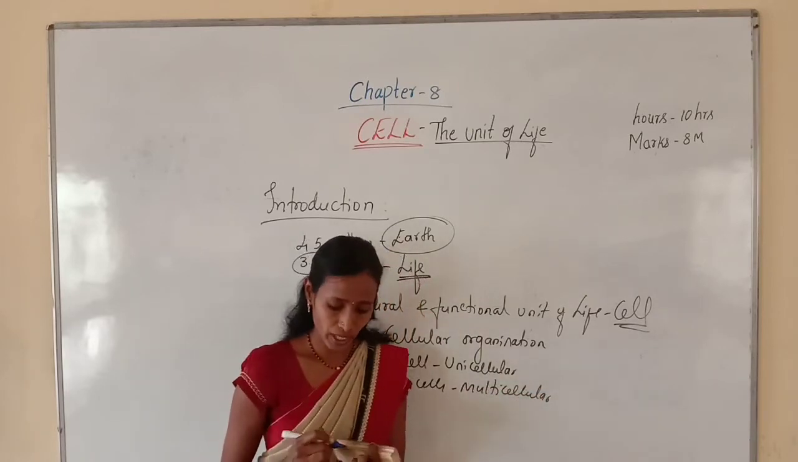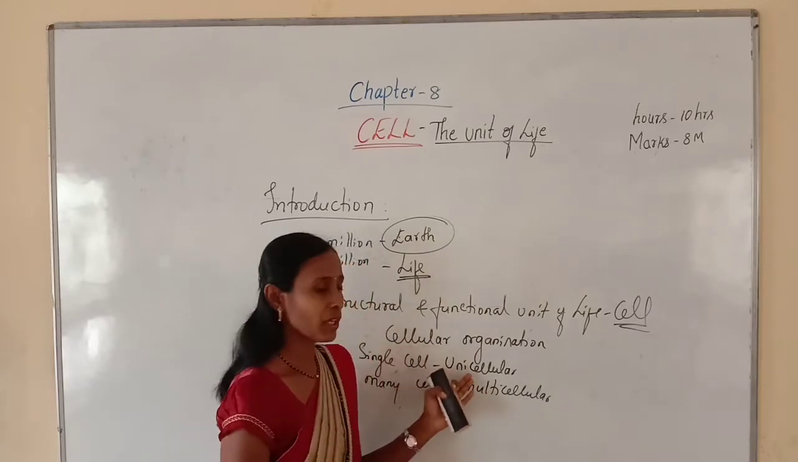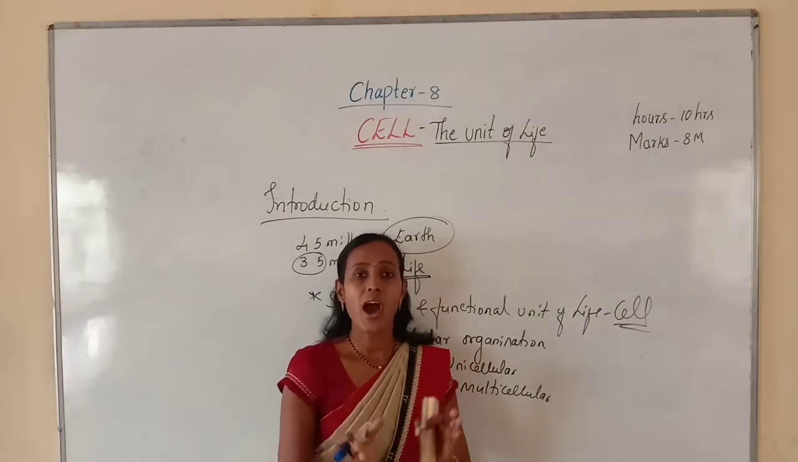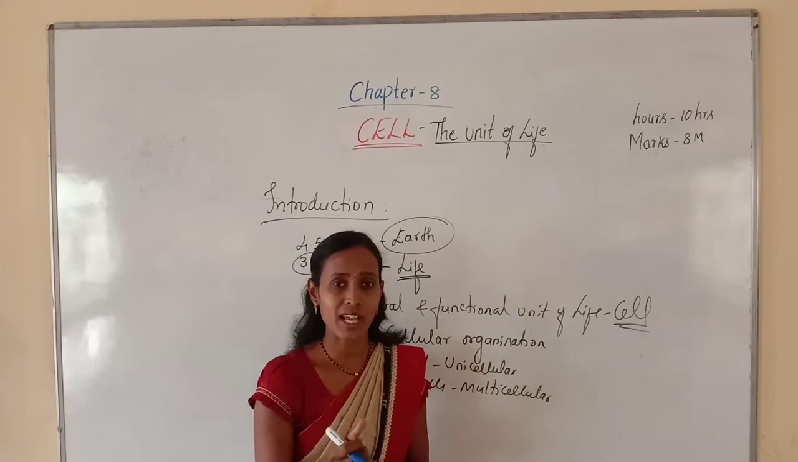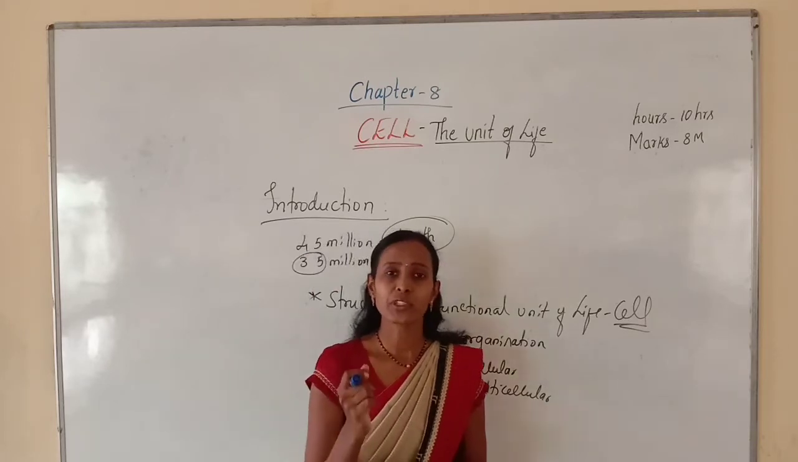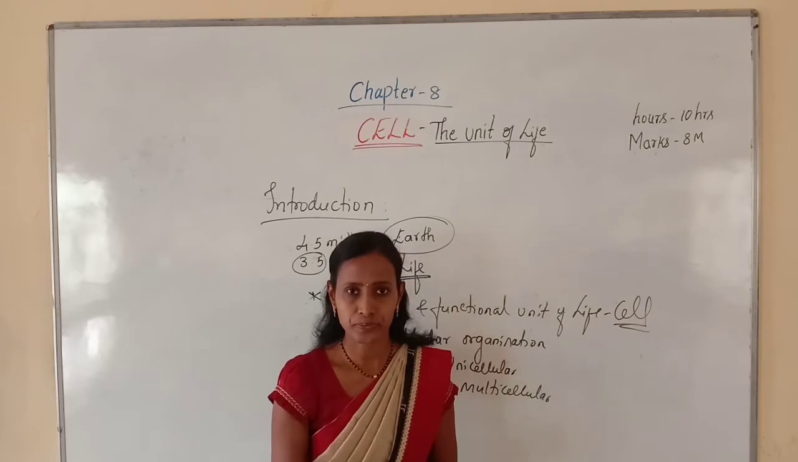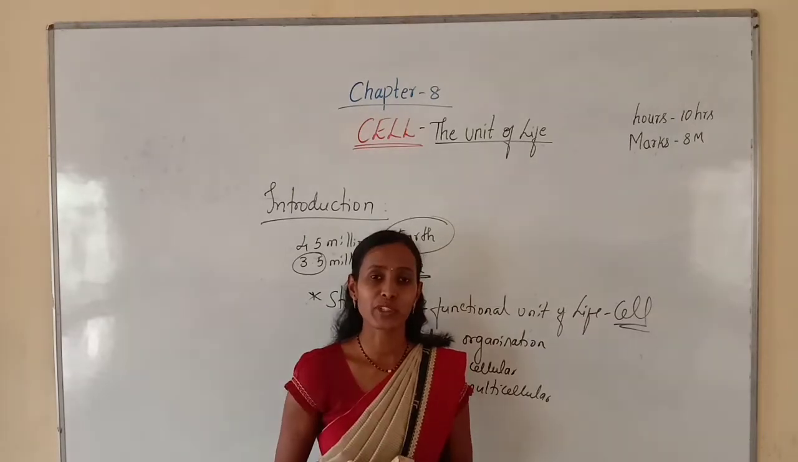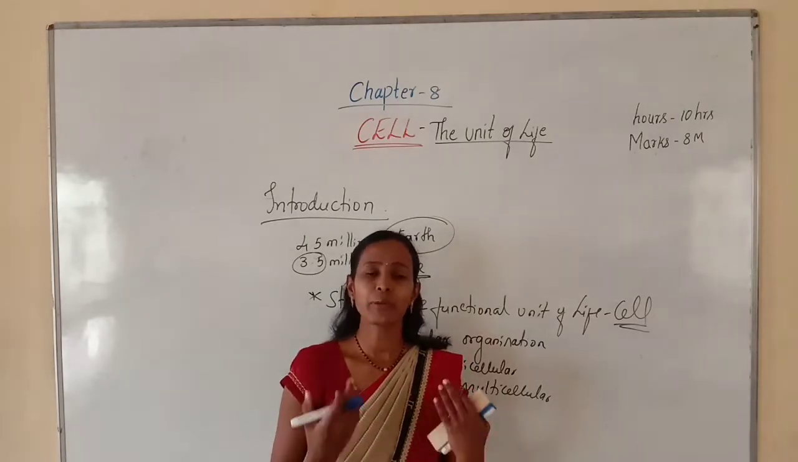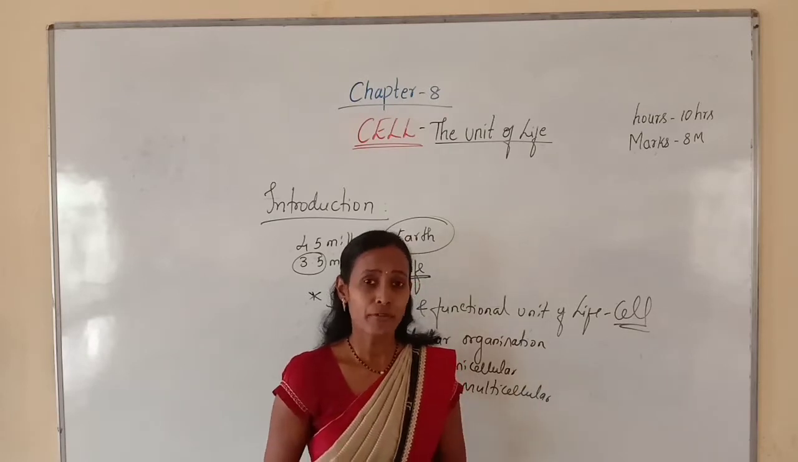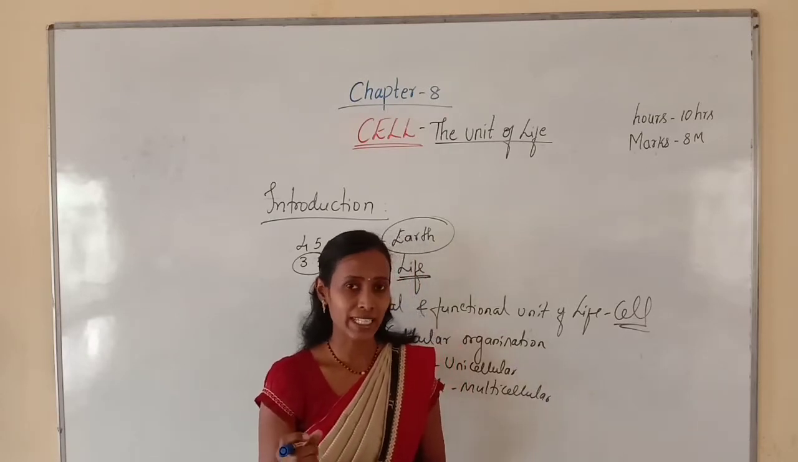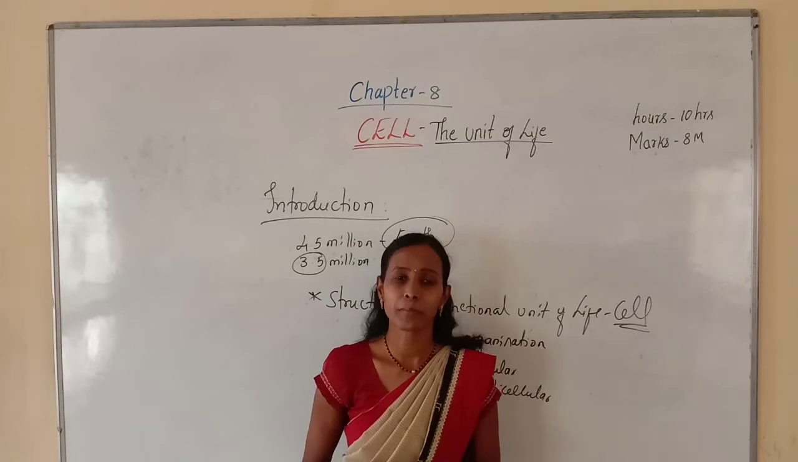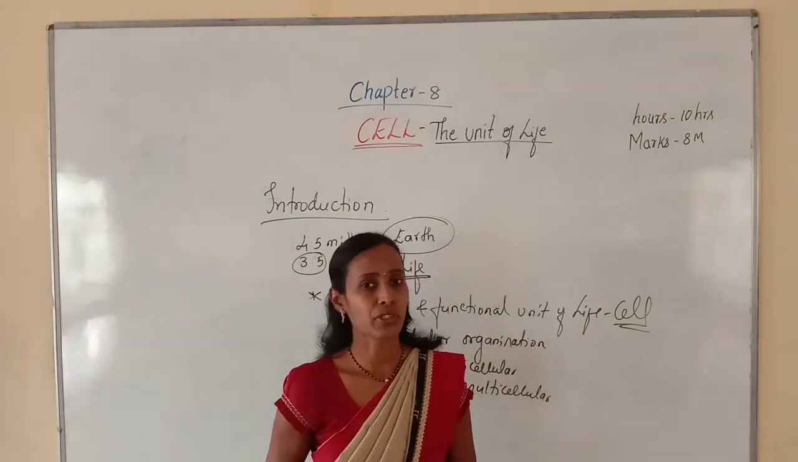The body of living organisms may be made up of a single cell, that is unicellular, or may be multicellular, made up of many cells. But all the functional activities of an organism are completely dependent on the structure and function of cells. We have different types of cells performing different types of functions, which you will understand later. So try to remember that the functional activities of the organism are completely dependent upon the structure and function of the cells.